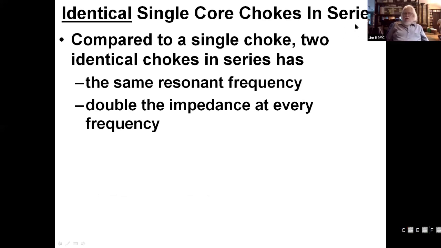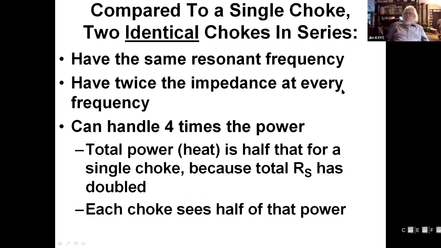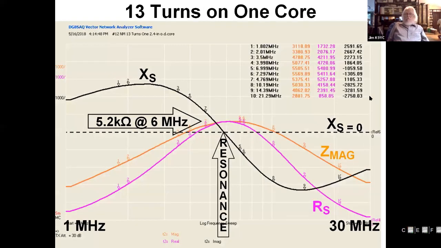Identical single chokes in series have the same resonant frequency, and they double the impedance at every frequency. And they can handle 4 times the power because the current has been reduced by 2 and the power is divided by the 2 chokes. So each choke sees only half of that power.